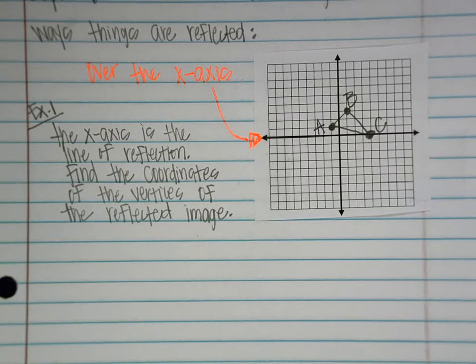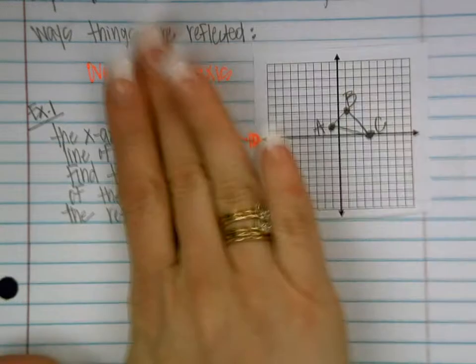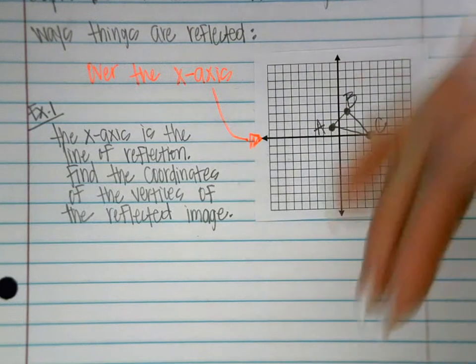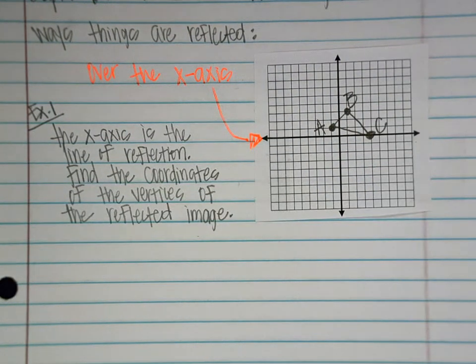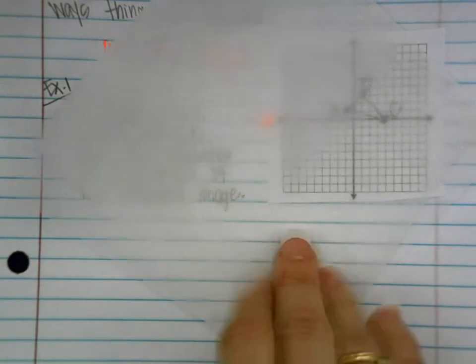If I'm going to reflect it, what am I going to flip this over? Am I going to flip it side to side, or am I going to flip it up and down? Up and down, right? Now, I have a little helper way to help you reflect things. I'm going to give you these little pieces of paper. They're kind of transparent. I'm only going to be able to give you one though, so you're going to have to use the edges.